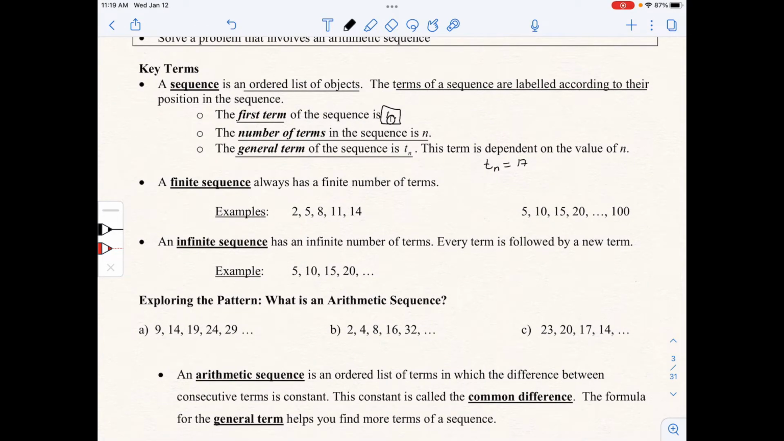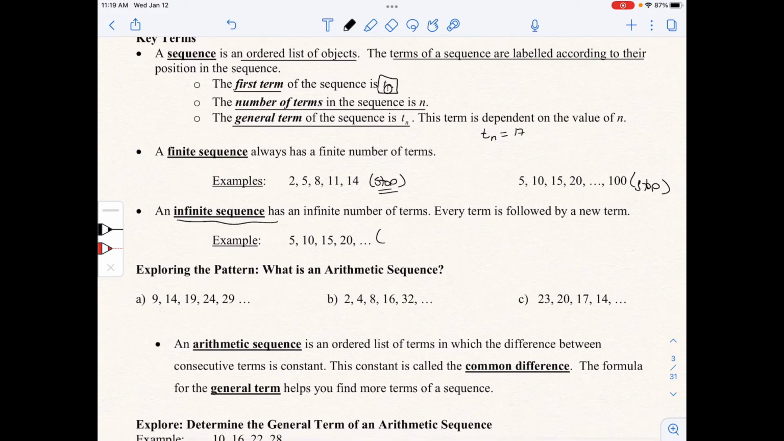So a finite sequence always has a finite number of terms. These ones stop, right? They do not keep going. And an infinite sequence has an infinite number of terms. They do not stop.